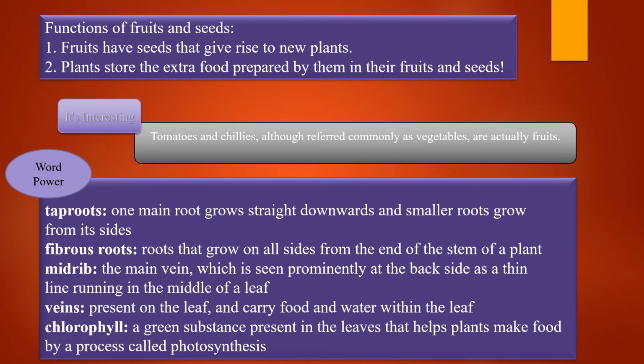Then chlorophyll. What is chlorophyll? A green substance present in the leaves that helps plants make food by a process called photosynthesis. So if a leaf is not green, it cannot make food. A leaf has to be green to make food for the plant. The process of making food is called photosynthesis. Chlorophyll is a green substance. The green thing which we see is called chlorophyll. So word meanings are also done.